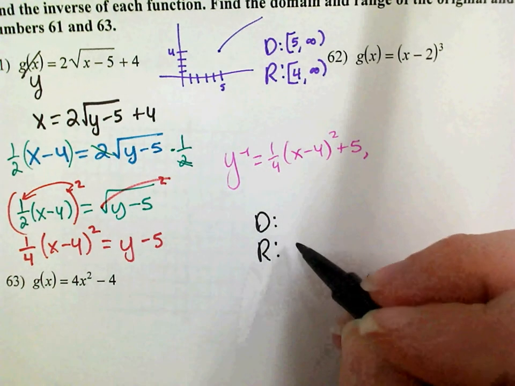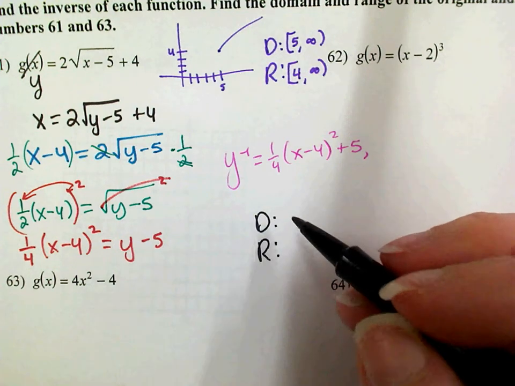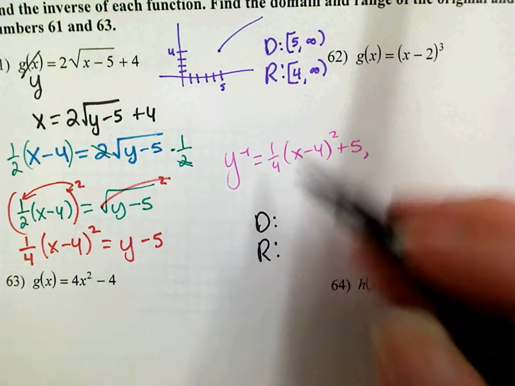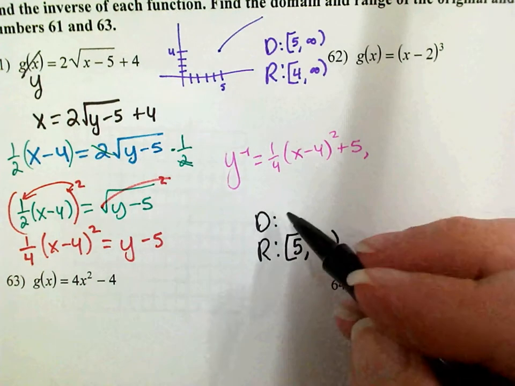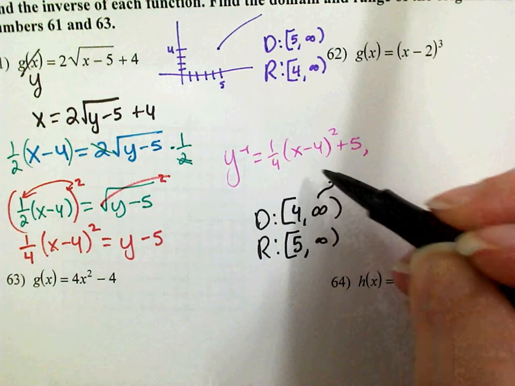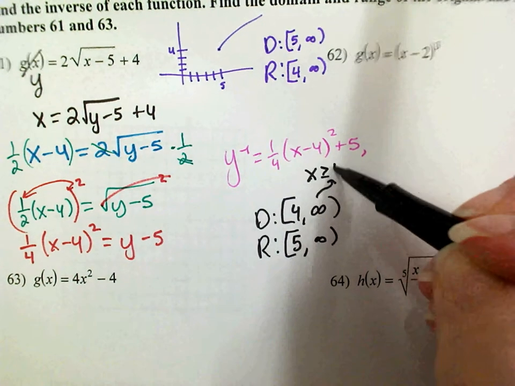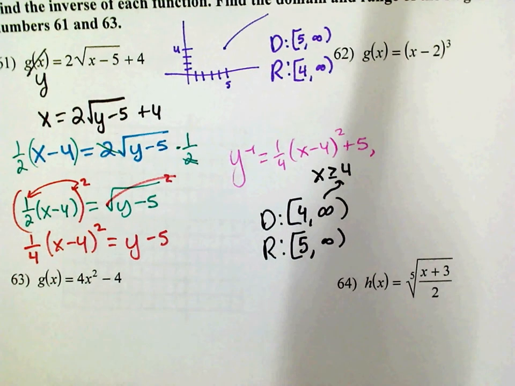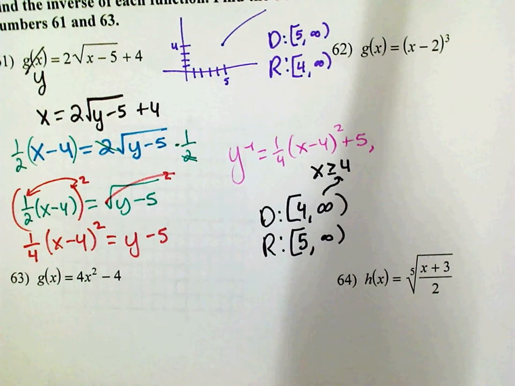No, it's still 5 to infinity, but which is a domain and range? That's okay. It's domain there, so it's range here. What's the domain? And that tells me what my restriction is. x has got to be what? This says x has the domain of the parabola. It can only be from 4 to infinity, so the restriction is x has got to be greater than or equal to 4.